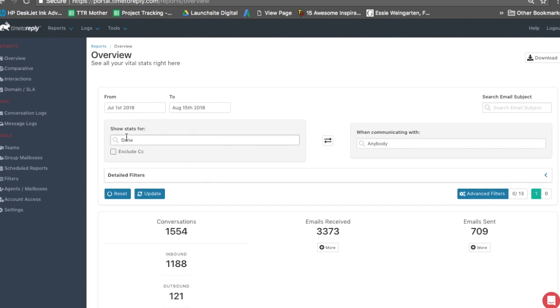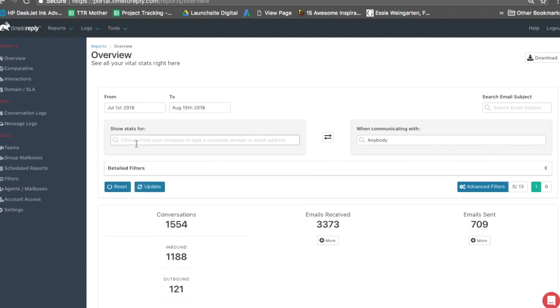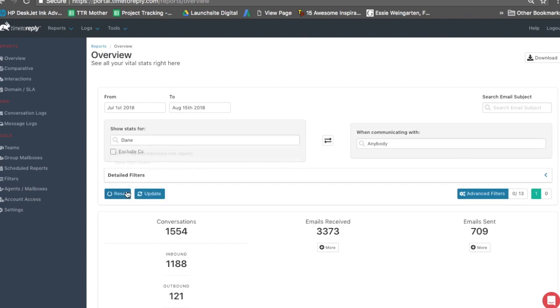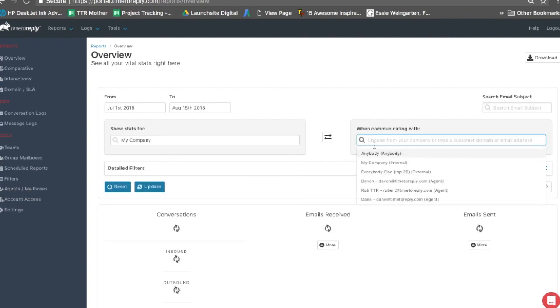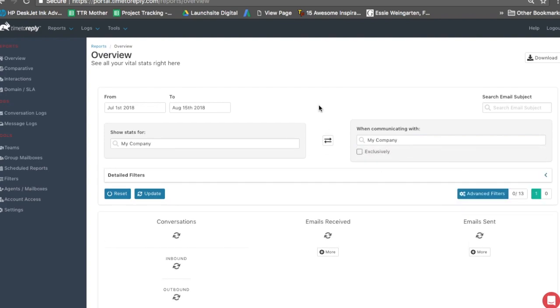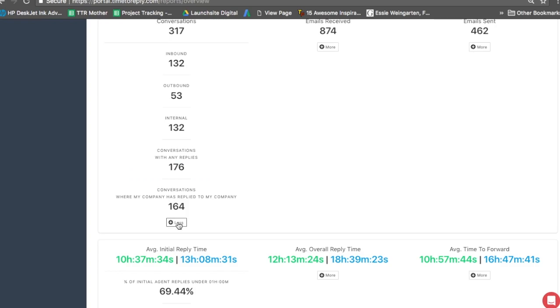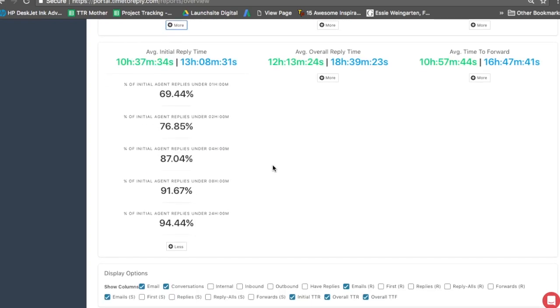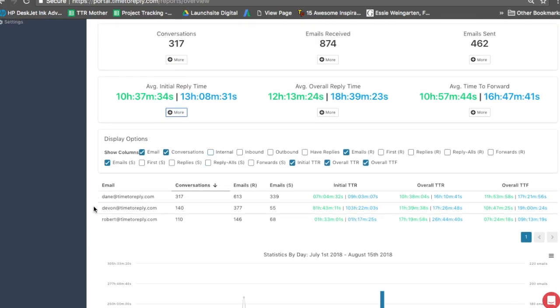All right, now we can look at stats for, I'm going to go stats for myself. Or, sorry, let me go, my company communicating with my company. So now you're looking at how your company is communicating internally and what the response time is internally. So you can see that your average initial response time between employees is 10 hours and 37 minutes.